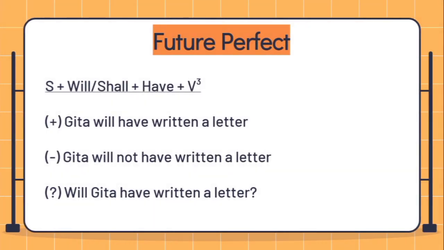Future perfect. Gita will have written a letter. Gita will not have written a letter. Will Gita have written a letter?